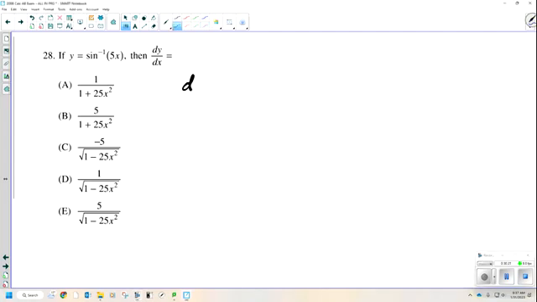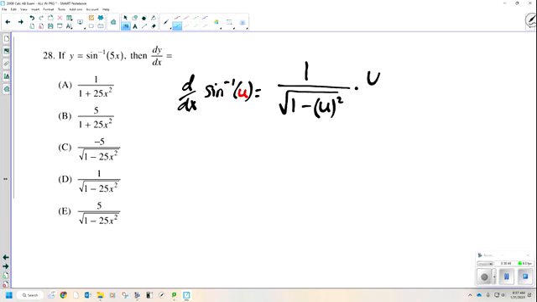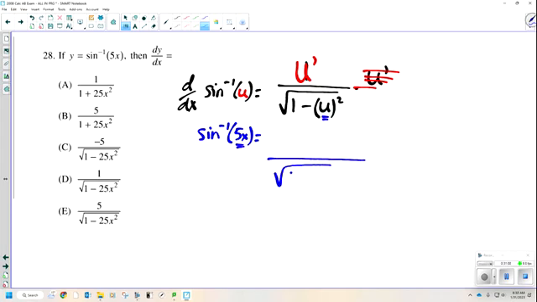You need to recall that the derivative of the sine to the -1 of u is 1 over the square root of 1 minus u squared, times the derivative of u. Some people like to put the derivative of u in the numerator, meaning they'll just say times u prime up here. That's fine, because u prime times 1 is u prime. We have sine -1 of 5x, so let's put 5x in for u. So we have the square root of 1 minus (5x) squared, and in the numerator the derivative of this, which is just 5.